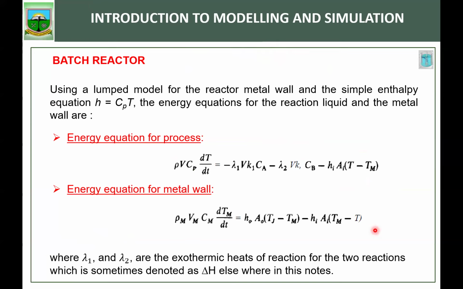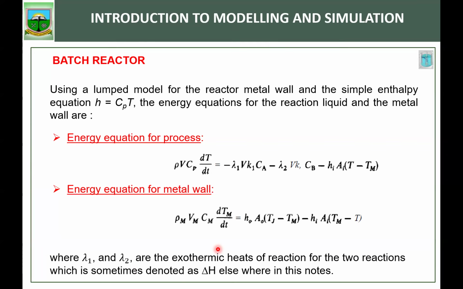So that is it for a batch reactor. That is it for batch. That's why I've written here that elsewhere in this same handout, we use delta H as the isothermic heat of reaction. So just take note of that. All right. So that's how we model a batch reactor.